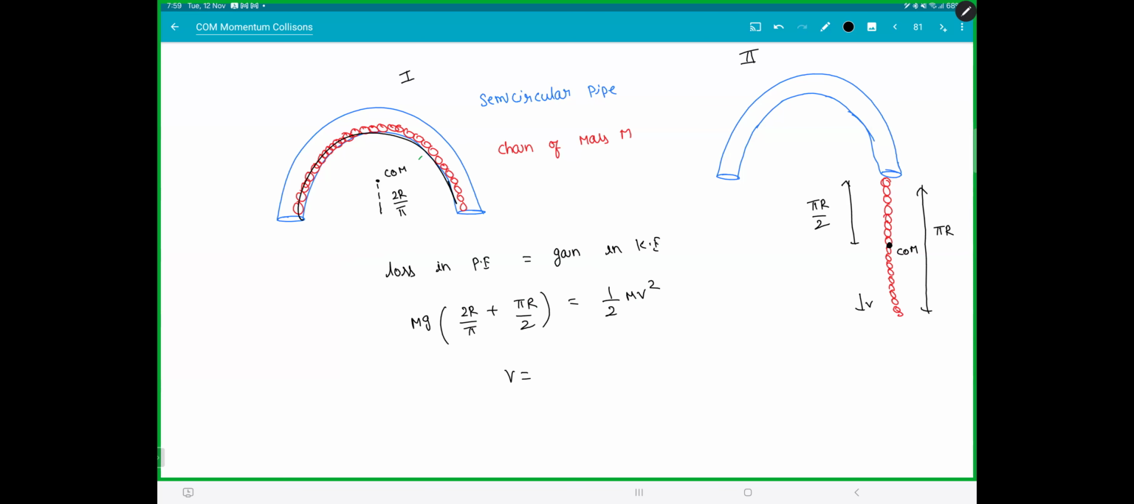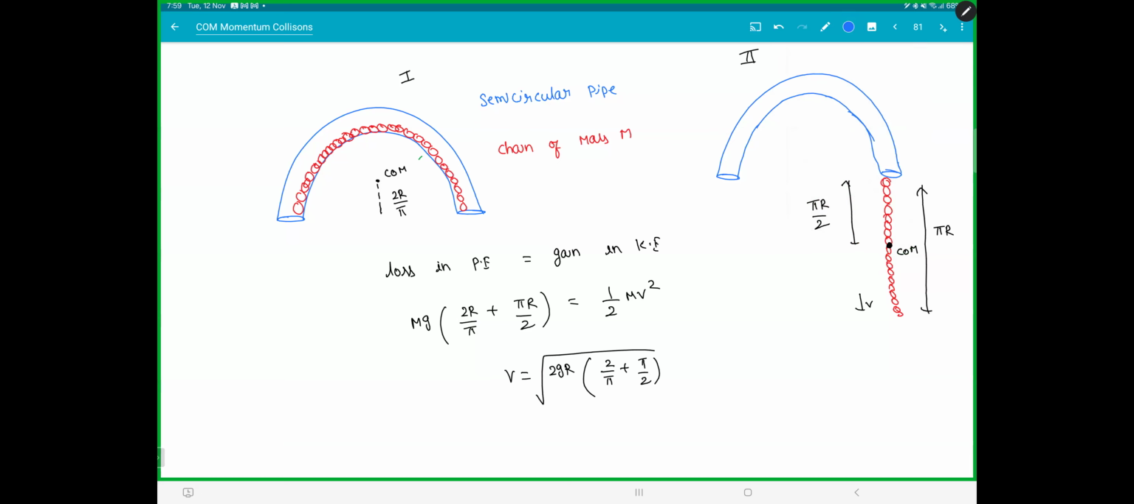You should know the center of mass of a semicircle. But when the chain comes out, it becomes a straight line. So it will be the center. Is that making sense, everyone? Easily. It's like 2 to 3 steps. So this will be root of 2gr by 2 by pi plus pi by 2. That's your answer. Any doubts on this? All got this?